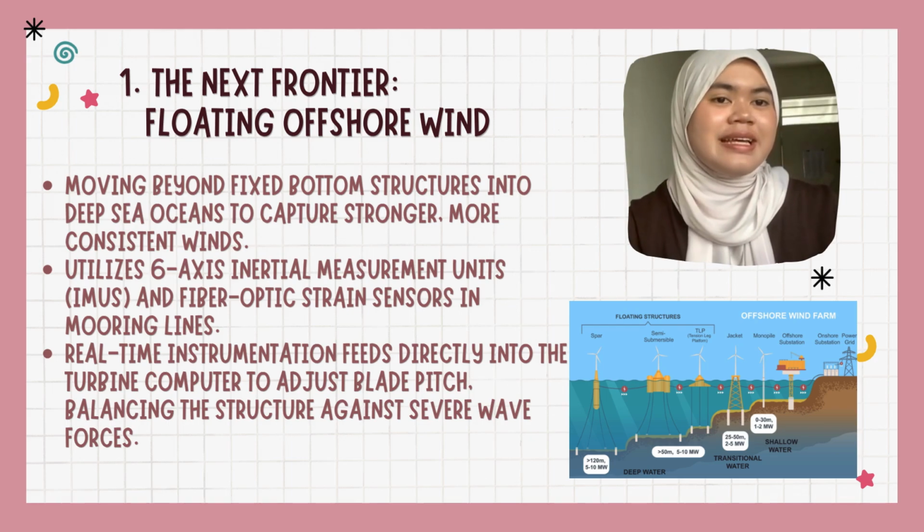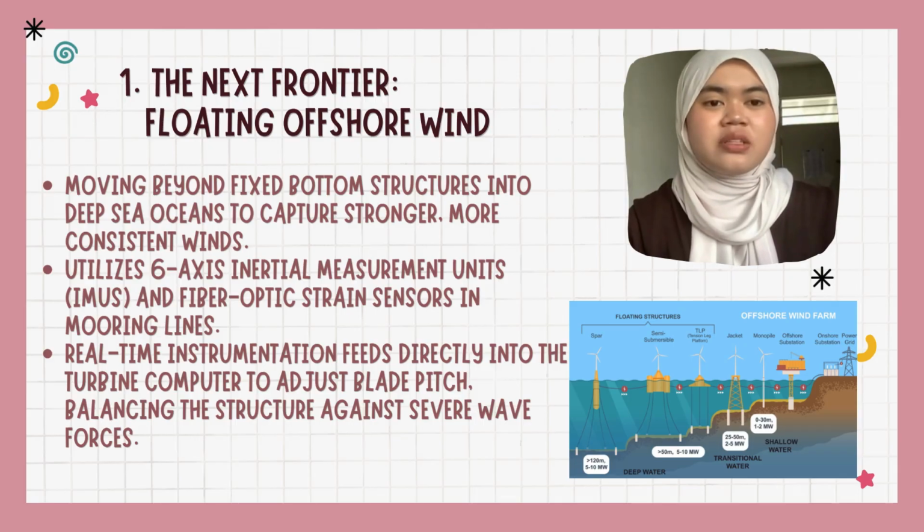The first major frontier is floating offshore wind technology. Traditional offshore turbines are fixed to the seabed, but the strongest, most consistent winds are out in the deep ocean. Operating in deep waters introduces extreme wave force and platform tilting. To handle this, future turbines are integrating advanced 6-axis inertial measurement units and fiber optic strain sensors deep within their floating hulls and mooring lines. These instruments talk directly to the turbine's internal computer, adjusting the blade pitch in milliseconds to balance the entire structure against sudden rogue waves, preventing catastrophic mechanical stress.